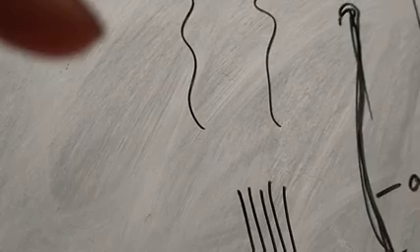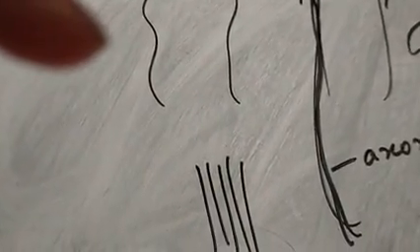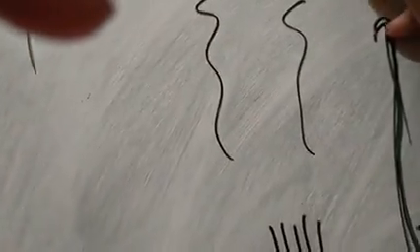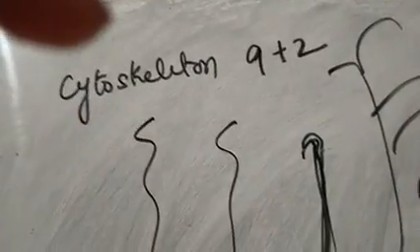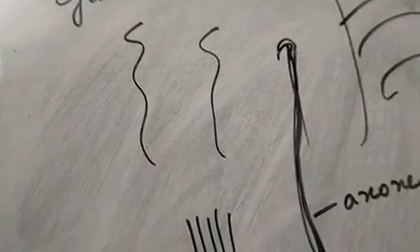The axoneme usually has 9 pairs of doublets of radially arranged microtubules. 9 pairs in doublets, right? Such an arrangement of microtubules is referred to as 9 plus 2. 9 doublets and 2 central, so 9 plus 2. The central tubules are connected by bridges and are enclosed in a central sheath. They are covered by a sheet-like structure.